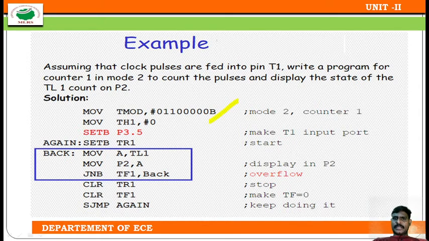The TMOD register I am giving here. So here, instead of a value, I am giving mode 2. Here it is indicating that I am not using gate, C/T is counter, mode 2 operation, and timer 0 is not being used. So that immediate value is loaded here. Setting the bit, clearing, and this loop is going to repeat. TL values display on port 2.